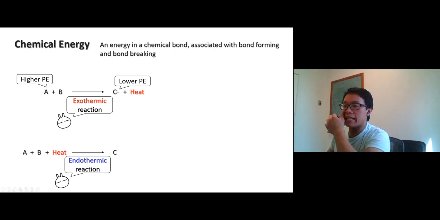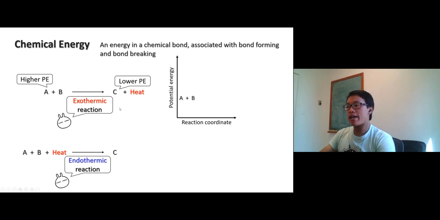So higher potential energy, so low potential energy. Let me give you some easy numbers. Let's say A plus B, A and B combined, the energy is 10. The energy of C is 3. The heat release is going to be 7. So obviously, the reactant has higher energy, 10, than the product, which is 3.